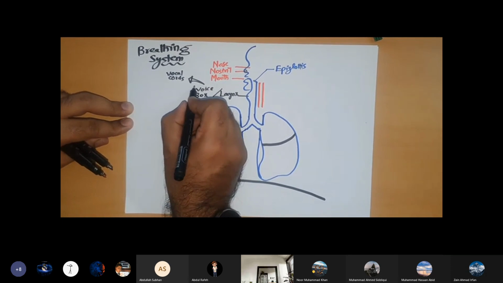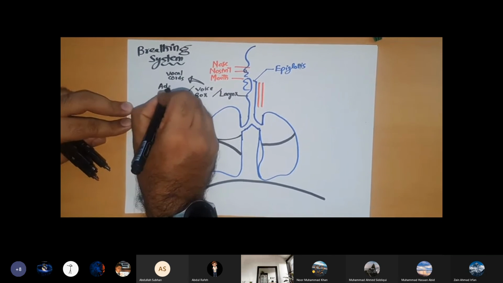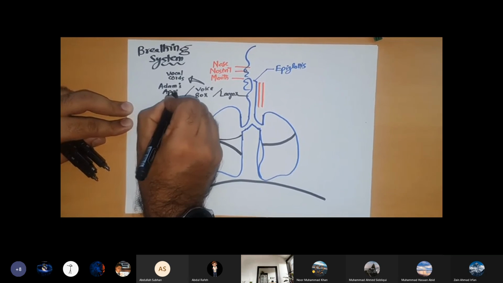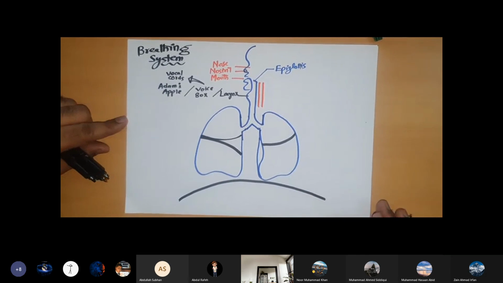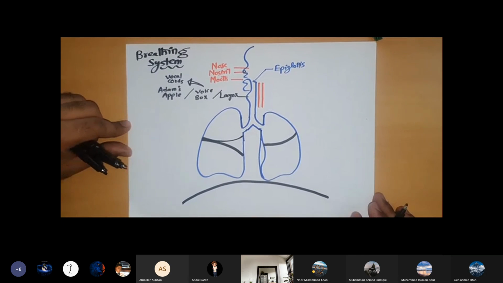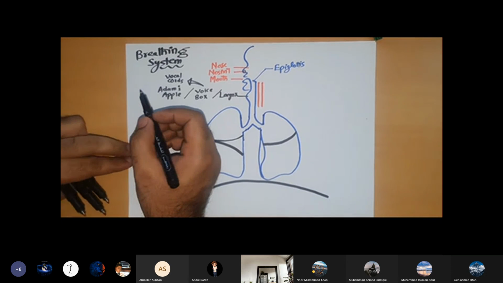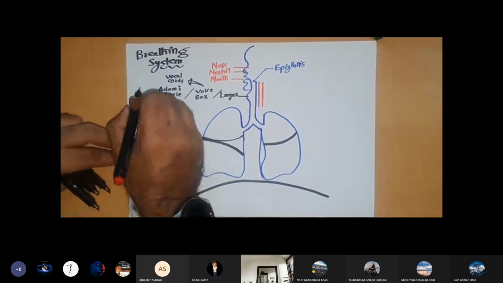This larynx or voice box is also sometimes referred to as the Adam's apple. Now there is another question: why is this referred to as the Adam's apple? The answer is very simple. The bone which is present in the larynx has the shape of an apple.